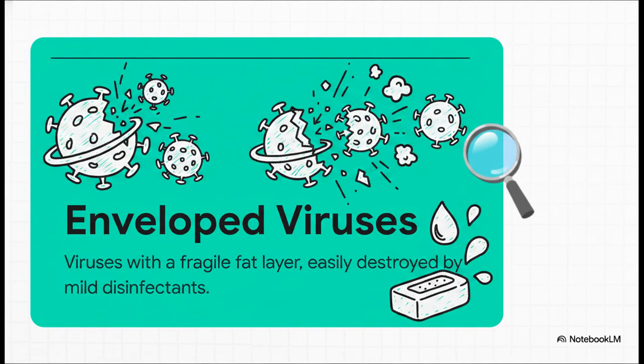Okay, let's build your understanding of the microscopic enemy, because not all viruses wear the same armor. We'll start with enveloped viruses. These guys have a fragile outer shell made of fat or lipids. Think of COVID-19 or influenza. Because their armor is literally just fat, they're actually pretty weak. It's exactly like how standard dish soap breaks down heavy bacon grease in a pan. Even mild, gentle chemistry easily pops that fat layer and completely collapses the virus.